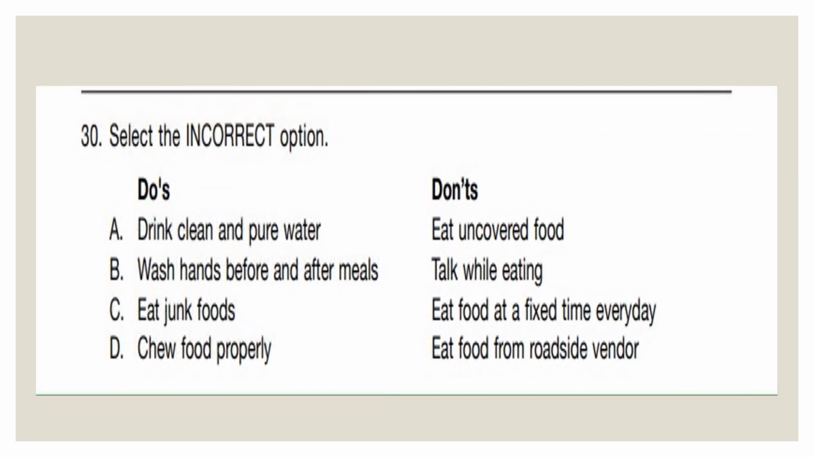Question number 30. Select the incorrect option. Do's and don'ts. Option A. Drink clean and pure water. Don't eat uncovered food. This is correct. Option B. Wash hands before and after meals. Don't talk while eating. This is also correct because we should not talk while eating, and wash hands before and after meals. Option C. Eat junk foods. This is incorrect. So our answer is option C.